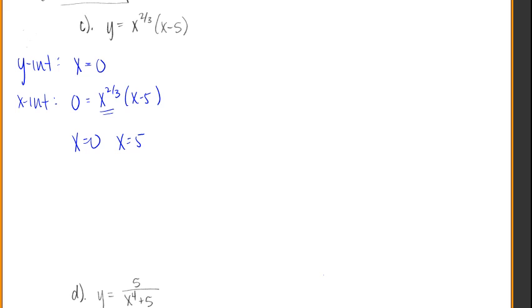Okay, so now when I want to take the first derivative, I think what I'm going to do is rewrite my function and actually distribute it so I don't have to do the product rule. So 2/3 plus 1 will be 5/3, and then minus 5x to the 2/3. Okay, so now we can find the first derivative. We'll get y prime equal to 5/3 x to the 2/3 minus 10/3 x to the negative 1/3.